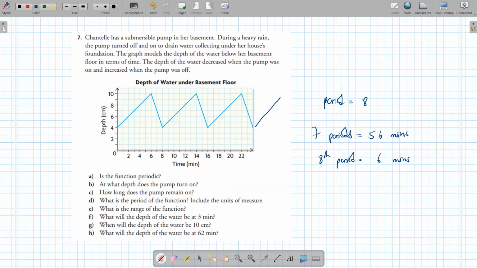So basically, if you keep drawing this pattern, you'll have finished 7 full patterns, or 7 full cycles. And when the 7th cycle is finished, 56 minutes has passed. Now you're on a new cycle, and in this new cycle, 6 minutes has passed. So this will be 62. The distance from here to here will be 6. So what's the depth at 6 minutes?